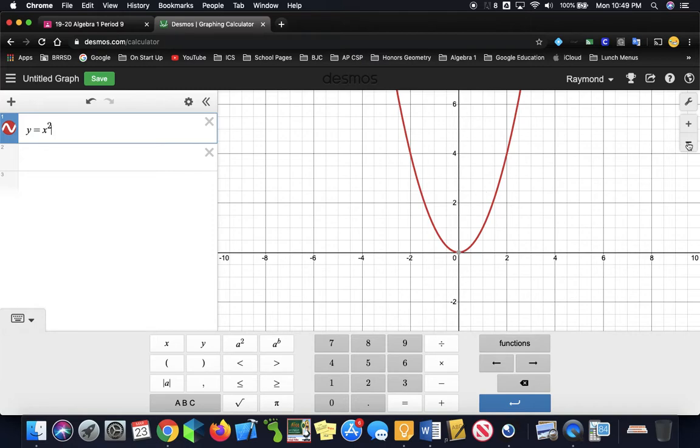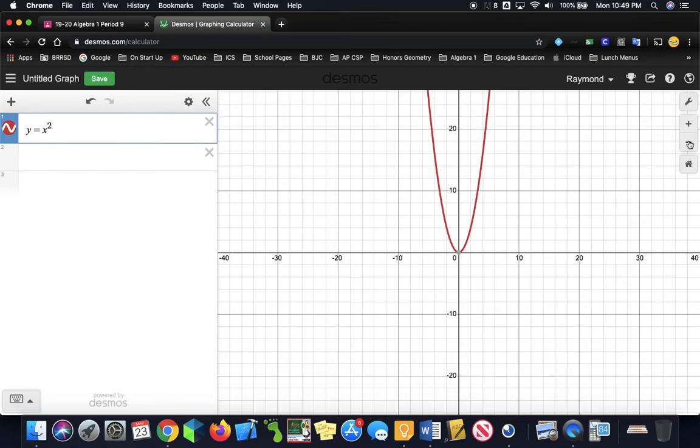We can use the plus or minus in the upper right-hand corner to zoom in or out. I like to try to get it so that every box is worth 1. That way I can see, when I hover over it, a vertex right there at (0, 0).